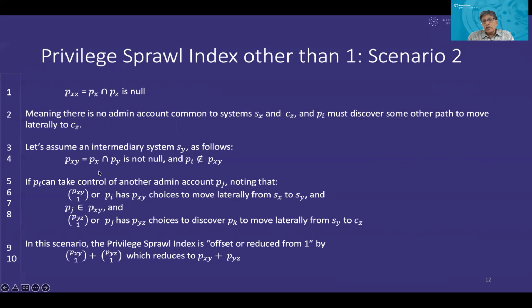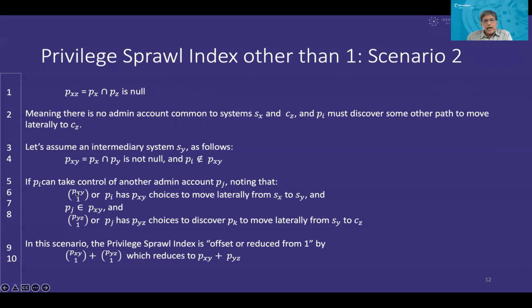Now my mission is to discover some other intermediary system, right? Let's call this system SY, right? So I've compromised SX with PI. Now I'm going to discover an intermediary system that I can hop onto, and from there I can hop onto the crown jewel system CZ, right? So there is an intersecting set PXY between X and Y, and there is an intersecting set PYZ between the systems SY and CZ, right?